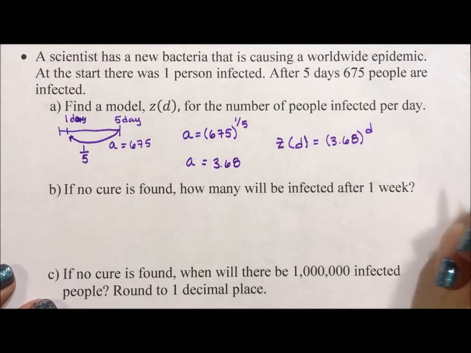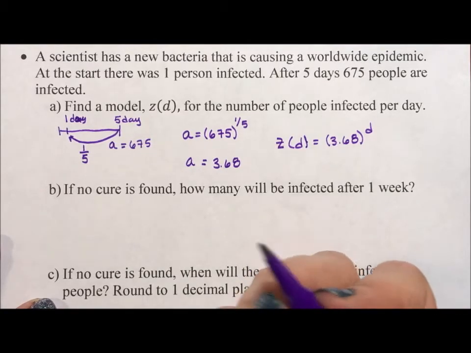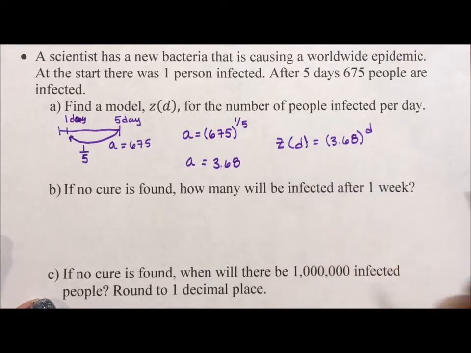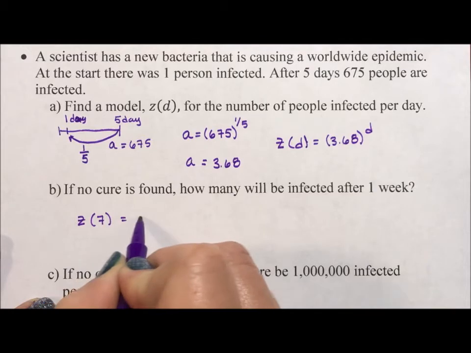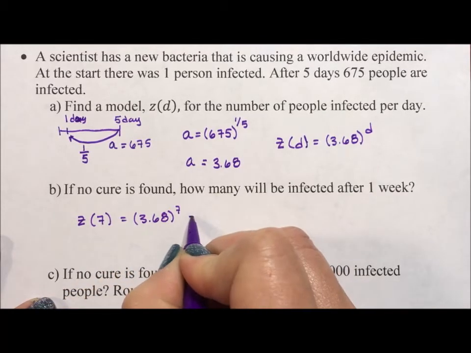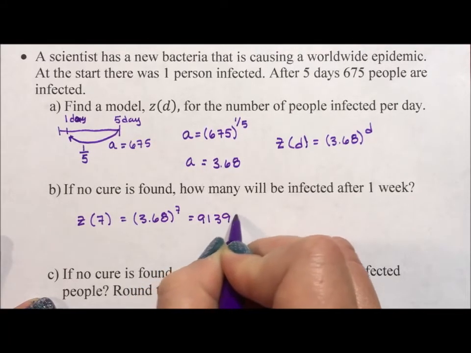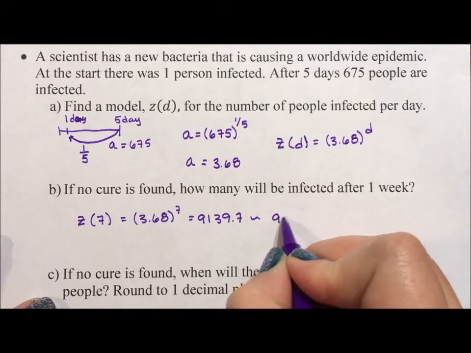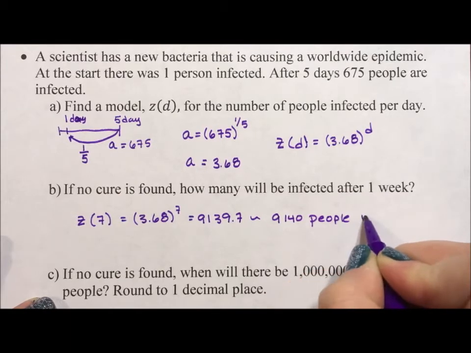Okay, if no cure is found, how many will be infected after 1 week? Well, 1 week is 7 days. Make sure that you don't just put 1 in here because this is days, this is weeks. So the number infected after 7 days is going to be 3.68 to the 7, which comes out to be 9,139.7. I've never really seen 0.7 of a person, so this rounds to 9,140 people infected.